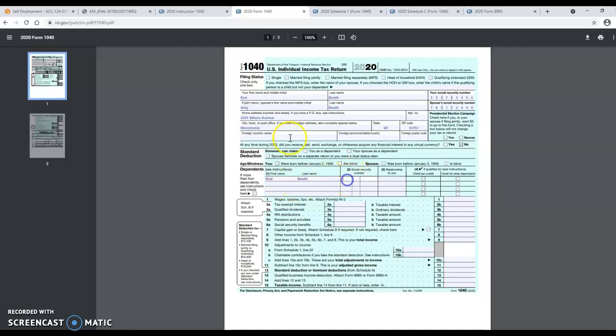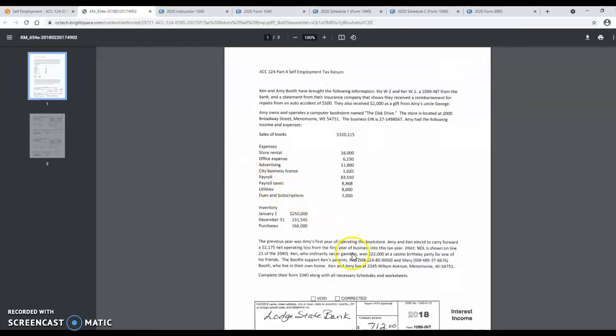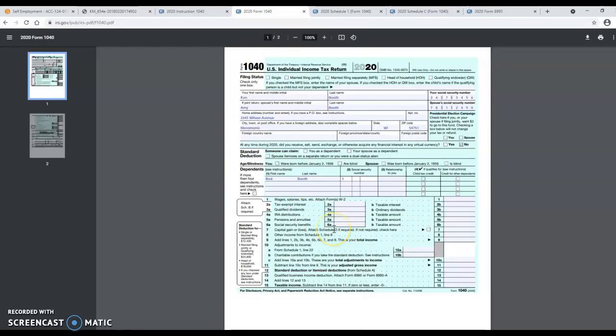So we go down to the dependents, and we have Rod Booth, and Rod is 124809050. Parent, and he would not qualify for the child tax credit because he's not a qualifying child under 17. But he is an other dependent, so they could give the $500 credit for other dependents.